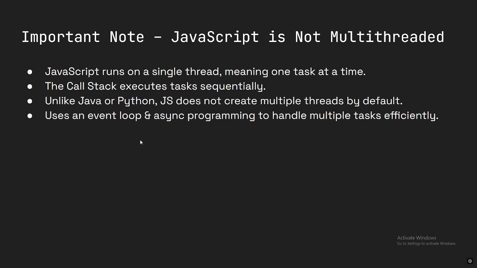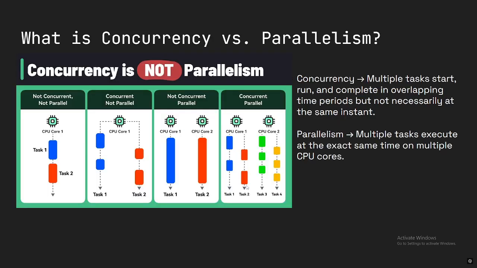The call stack executes tasks sequentially, and unlike Java or Python, JavaScript does not create multiple threads by default. It uses an event loop and async programming to handle multiple tasks efficiently. This is a big difference that a lot of people who use JavaScript need to understand. Concurrency is not parallelism. JavaScript uses concurrent programming and async programming, but that is not parallel and that's not multi-threading. It's still all on one core and it executes tasks sequentially.